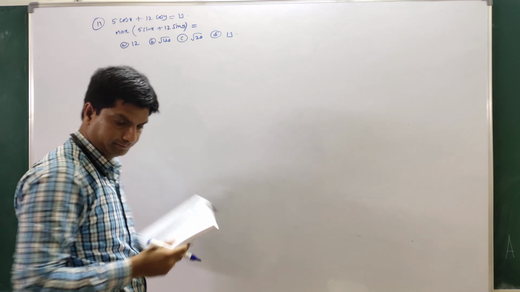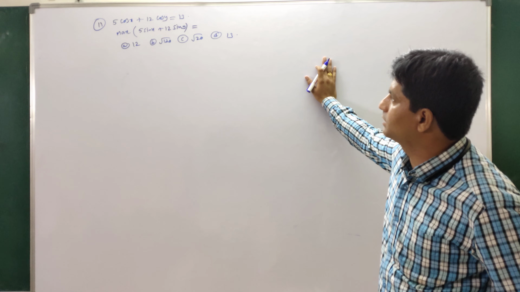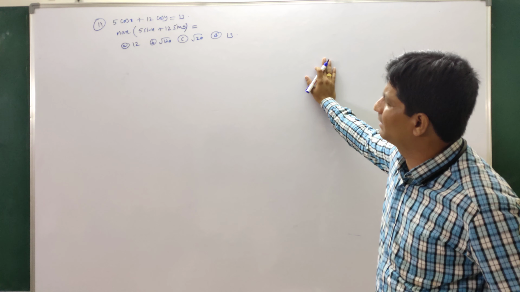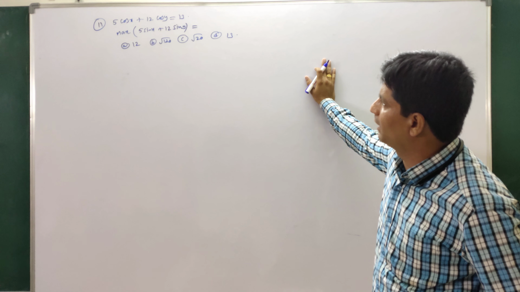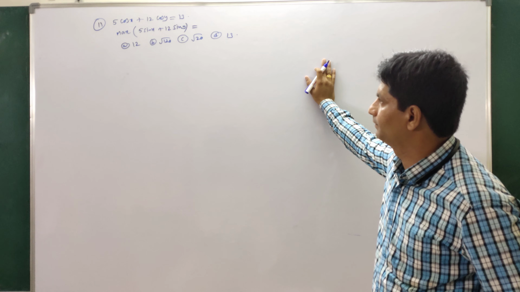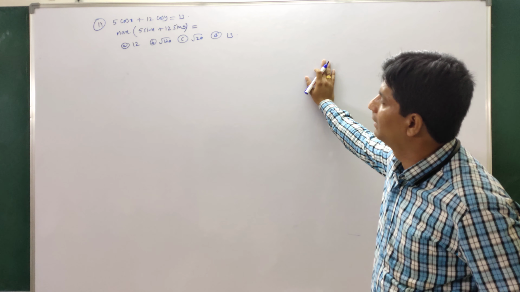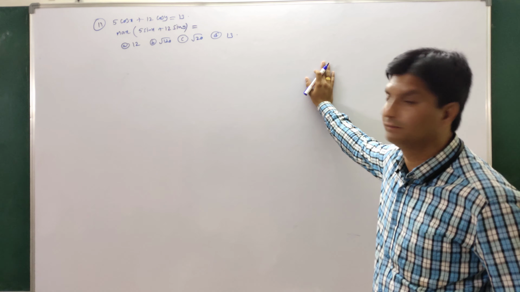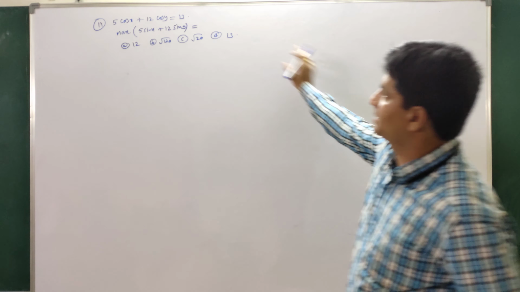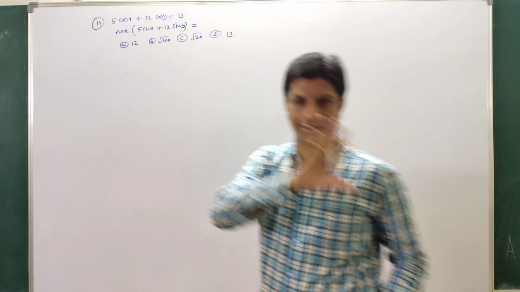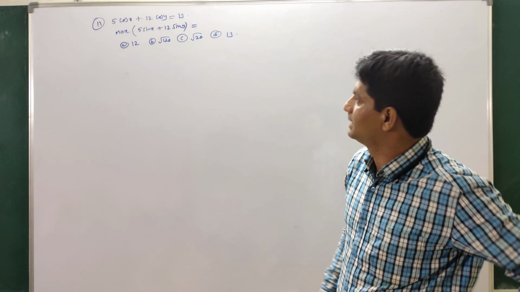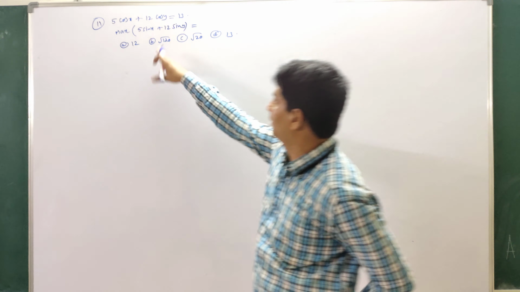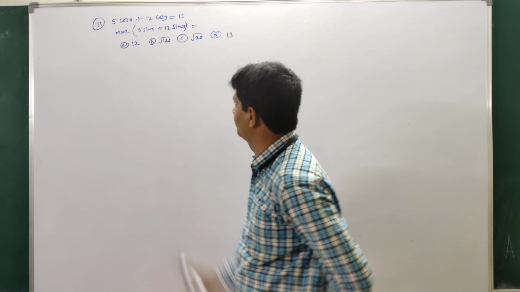If 5 cos x plus 12 cos y is equal to 13, then we have to find the maximum value of 5 sin x plus 12 sin y. Okay? Right. Can you guess the procedure? The first expression is given in terms of only cosine, cos x and cos y. In the second expression, we have to find the maximum value in terms of only sin x and sin y.